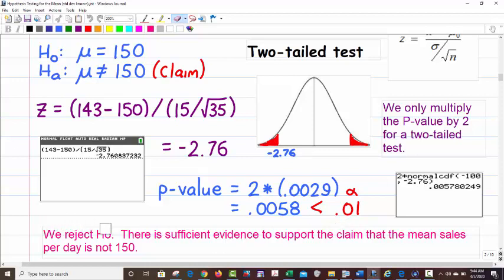So we're going to reject the H0. Therefore, if we reject the H0, we support the alternative. There is sufficient evidence to support the claim that the mean sales per day is not 150.